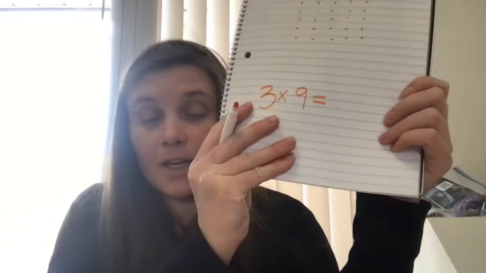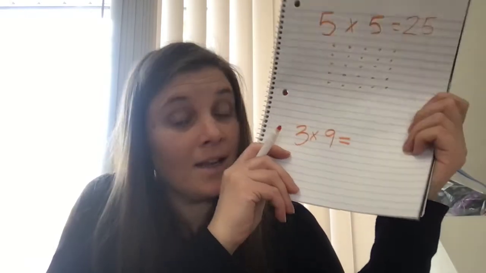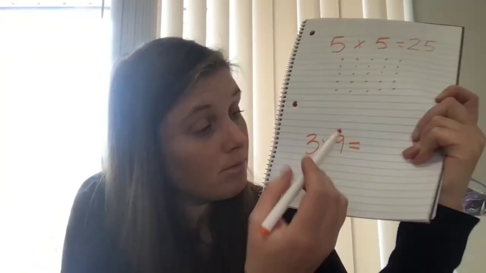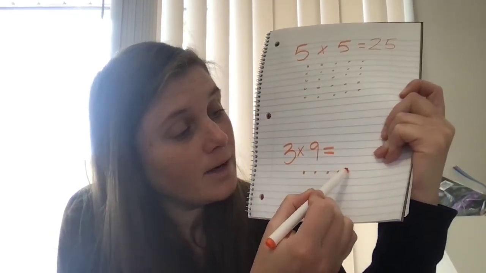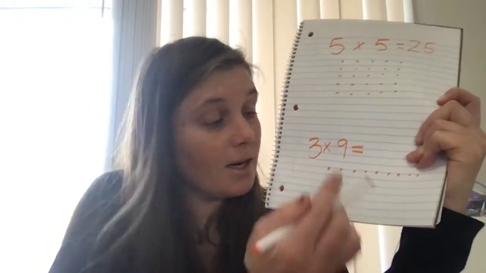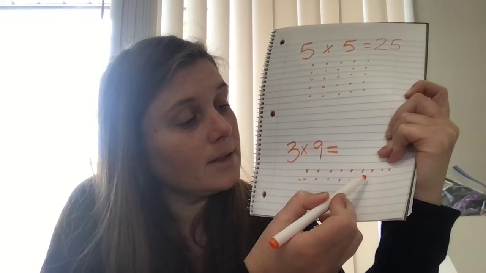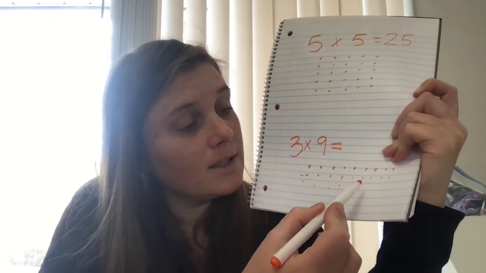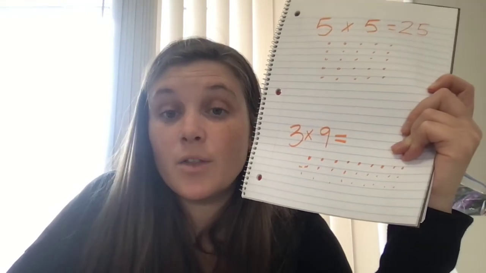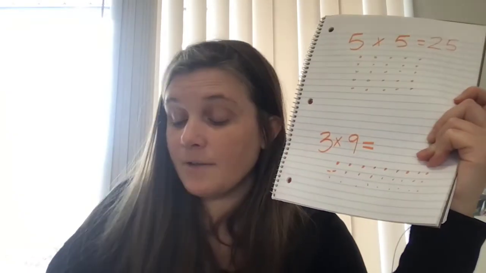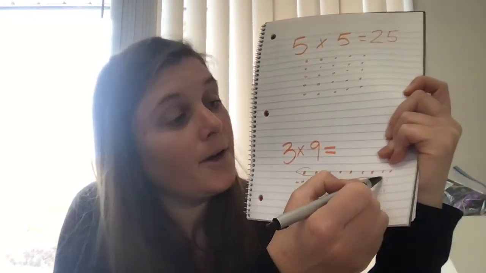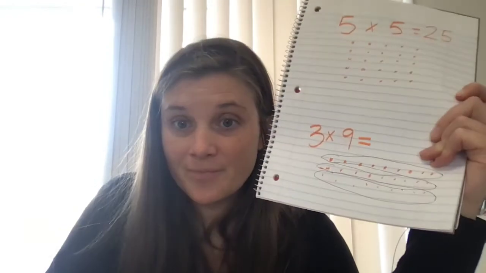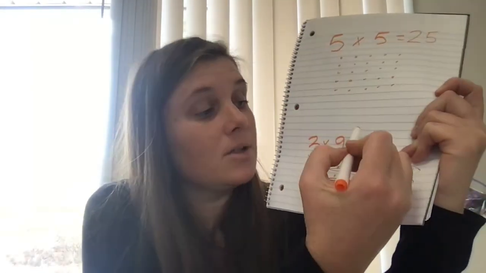Let's do 3 times 9. Draw that in your journal. What is this saying? 3 groups of 9. So let's draw 3 groups of 9. Here we go. Here's our first group. Here's our second group. And here's our third group. So we did three groups of nine, right? And you always have to make sure that your groups are going the long way like this. So there's one group, there's two groups, and there's three groups, okay? Three groups of nine, or three times nine equals 27.